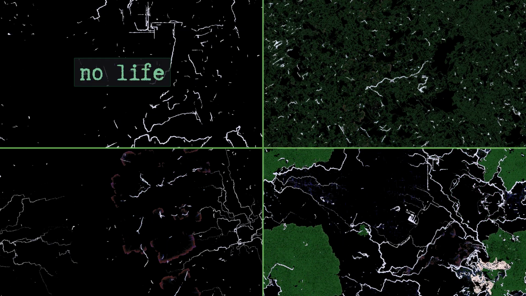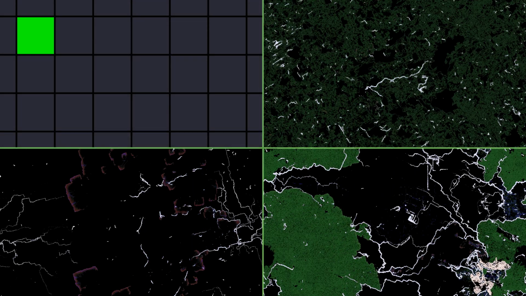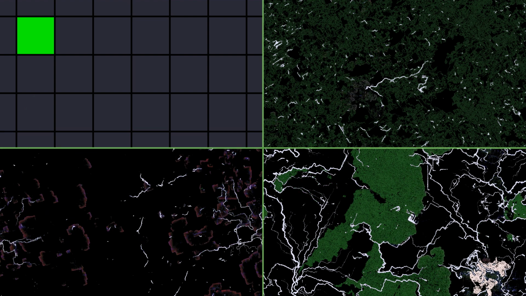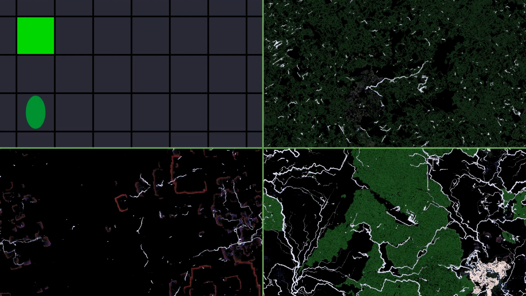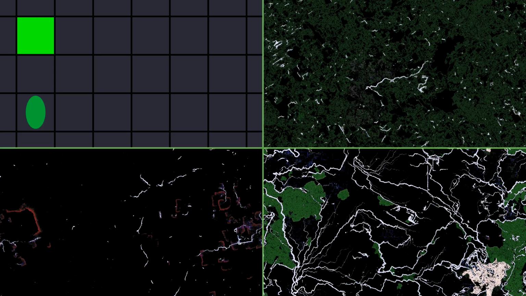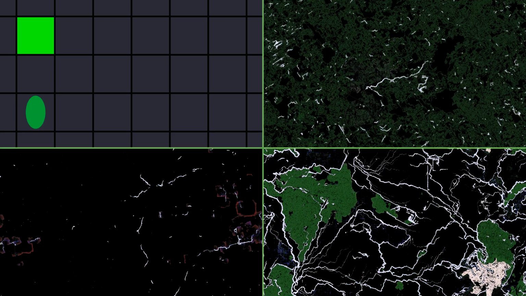There are 6 species of cells. Green cells. These cells consume sunlight to produce energy. The amount of energy is proportional to the amount of organic matter in the soil. In this simulation, only the green cells can produce energy.